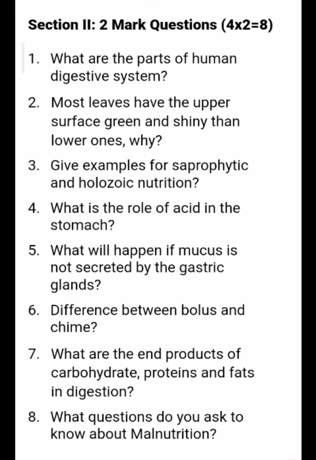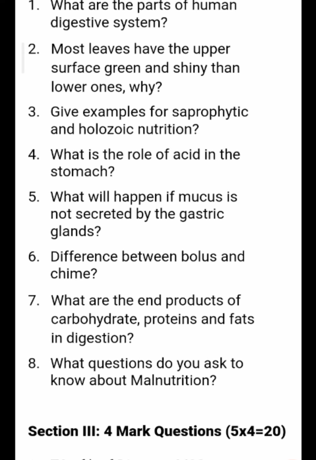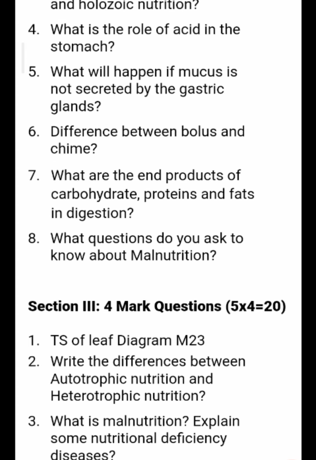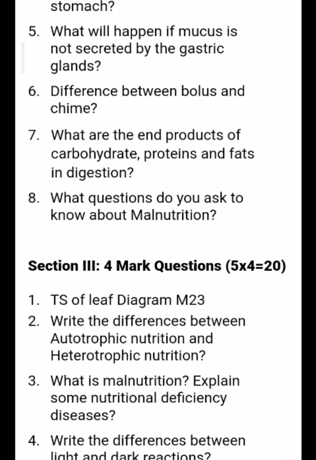What will happen if mucus is not secreted by the gastric glands? Difference between bolus and chyme. What are the end products of carbohydrates, proteins and fats in digestion? What questions do you ask to know about malnutrition?